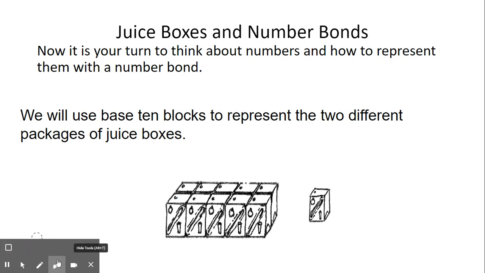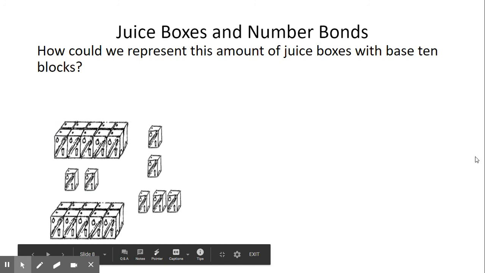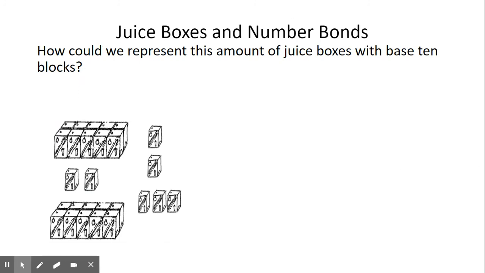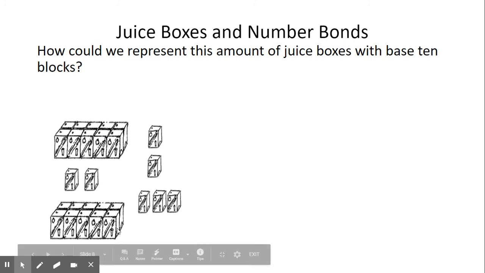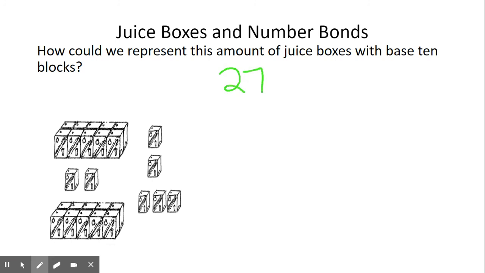So next, on these next few slides, it is your task to come up with a way to represent the amount of juice boxes using base 10 blocks. So we have our 27 again. We used a number bond. We said you could break it into 20 and 7 to represent this number. And now it wants you to use base 10 blocks. How can we use base 10 blocks to represent 27?